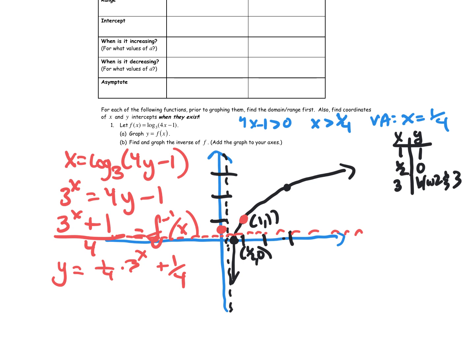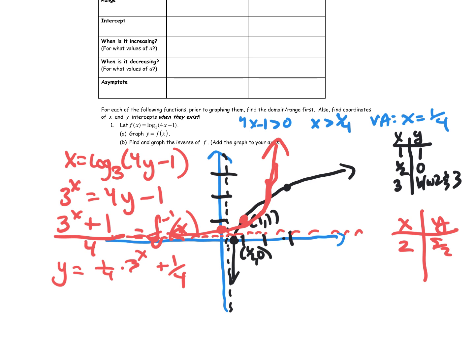So I've got this is 0, 1/2, and 1, 1. Let's do another point for the exponential. If I put in 2, I've got 9 plus 1, or 10/4, or 5/2. So 2 is going to be 2 1/2. All right, so the graph is looking something like this.